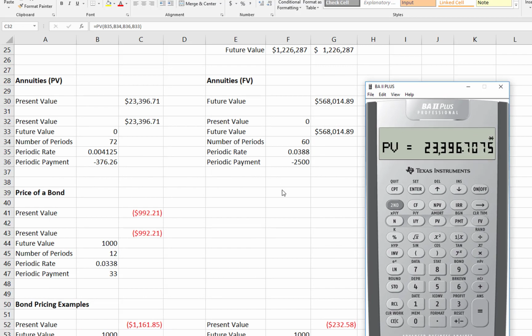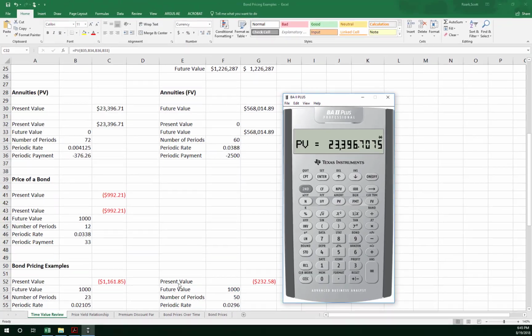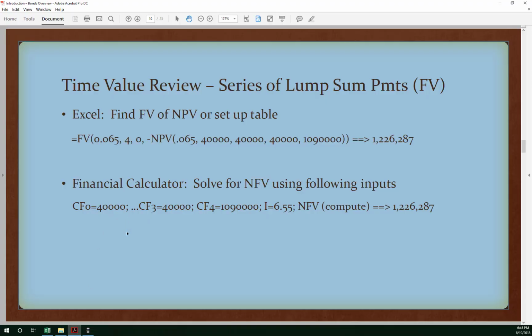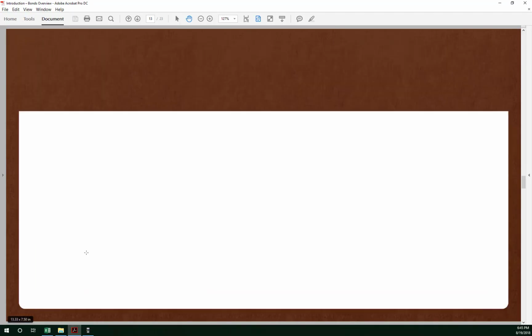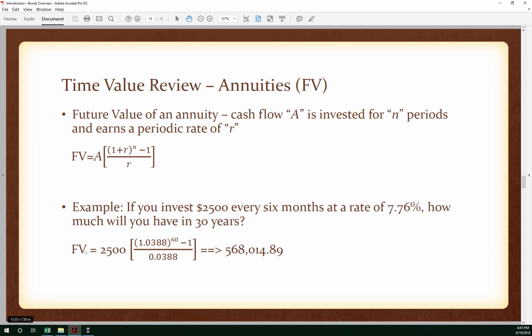So we're getting the same results as we did in Excel, by hand, and then in the calculator. So we're going to pause here. We'll pick it back up in the slideshow. We'll look at the future value of annuities, and I'll see you in the next video.